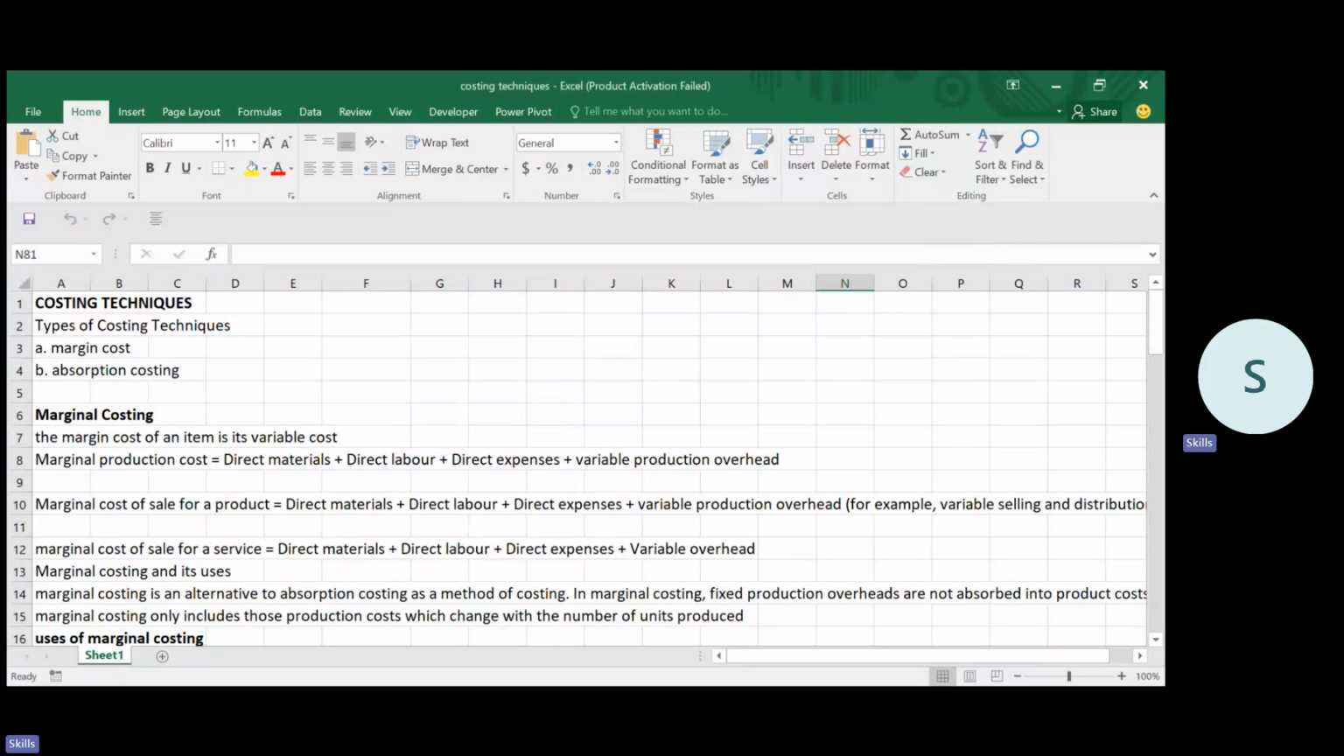The marginal costing. The marginal cost of an item is its variable cost. Marginal production cost is equal to direct materials plus direct labor plus direct expenses plus variable production overheads. This is marginal production cost. That is why it says the marginal cost of an item is its variable cost. All these costs that are variable to the production are marginal costs.